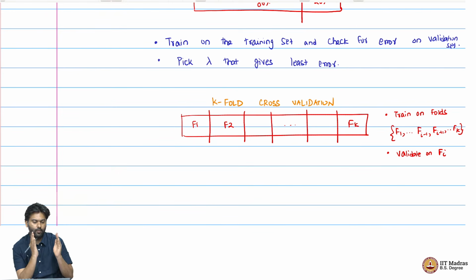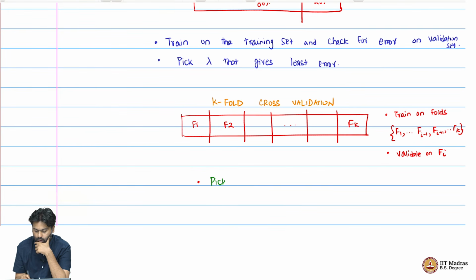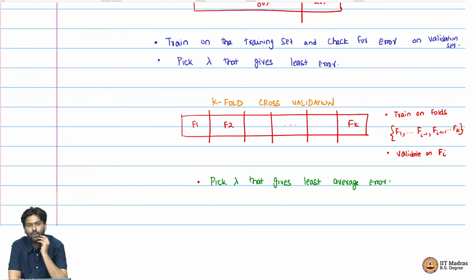Let us say k is 3. Then f1, f2 for training and f3 for validation is one way of dividing. F1, F3 for training and F2 for validation is another way, and F2, F3 for training and F1 for validation is another way. Now, for every choice of lambda, you see how you perform on the left out fold and then average these errors. Whichever lambda gives you the least average error, you pick that lambda.